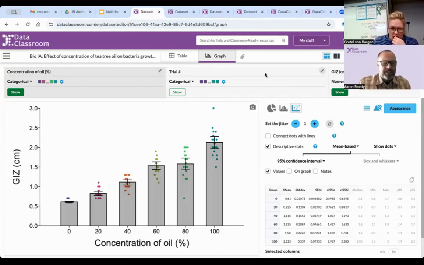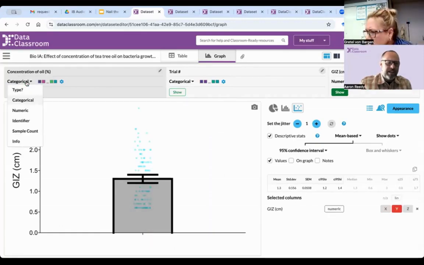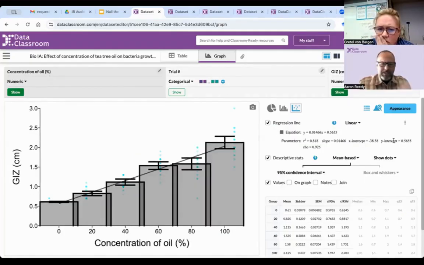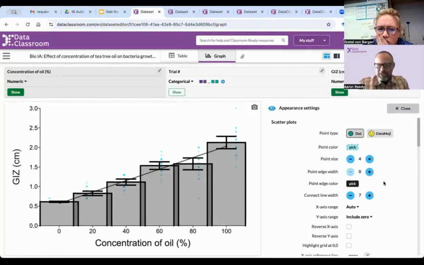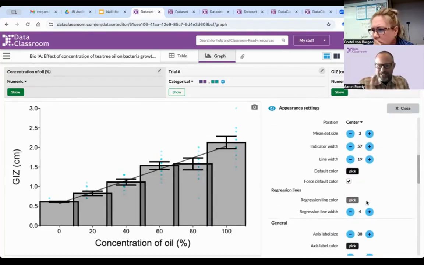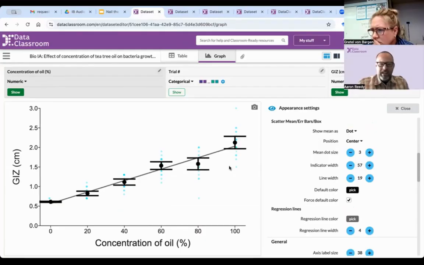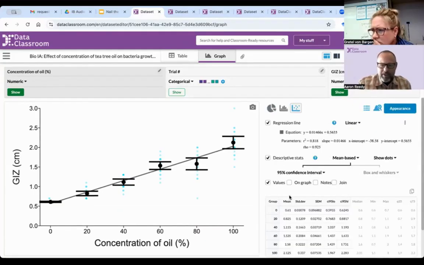Now, the next thing I want to show you is if I'm going to go ahead and treat concentration of oil as a numeric variable. And I'm going to change concentration of oil. I'm getting this little drop down underneath the variable, and I'm going to make it be numeric. And I'm going to put it back on the plot. And this gives me a really weird graph because I don't want to show means as bars again. So I'm going to go back into the appearance menu, and I'm going to go back to showing means as a dot. That is showing us the mean and 95% confidence interval at each of those numeric levels along there.